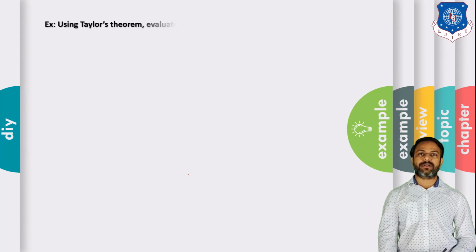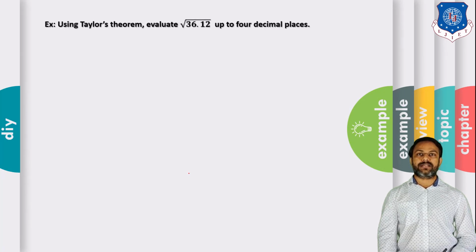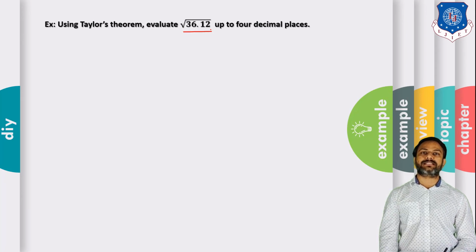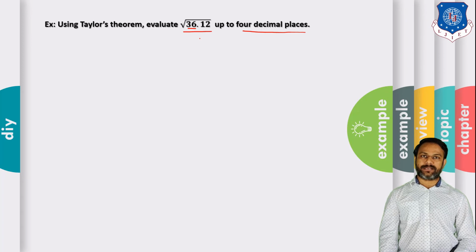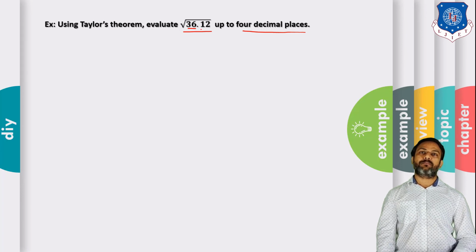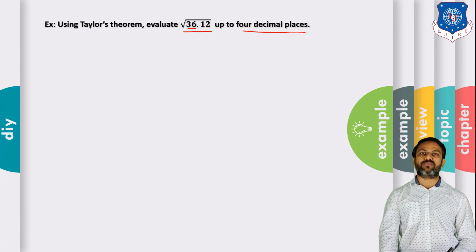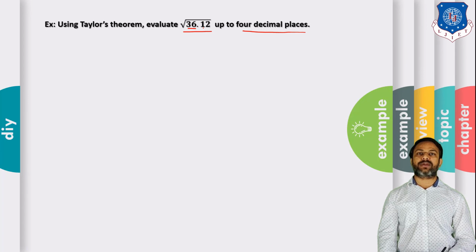One more example, we have this. Using Taylor's theorem, evaluate under root 36.12 up to 4 decimal places. Now we know the value of under root 36, that means the square root of a whole number we can calculate, which is already a perfect square, but 36.12 is unknown. So by using the Taylor series, how can we find the value of under root 36.12?